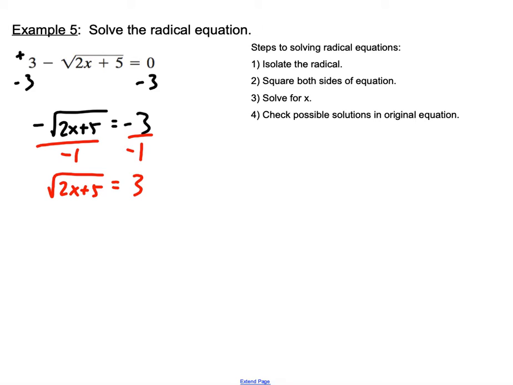So now we have to get rid of the square root there. So we're on step 2 now. We have to square both sides. Now we're on step 3, solve for x. So we're going to subtract 5 and divide by 2.